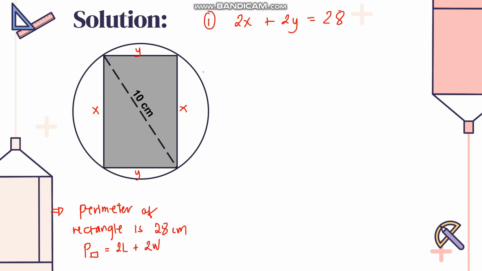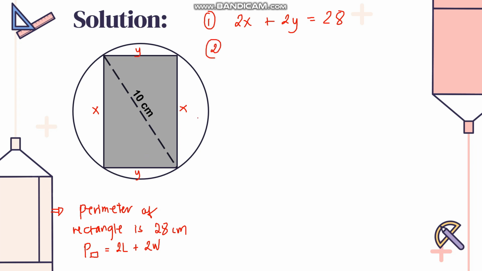Now remember, x we refer to as the length, and y is the width of the given rectangle. So we have 2x plus 2y equals 28. You can interchange the two. It can be 2y plus 2x equals 28, so it doesn't matter. So this equation right here, 2x plus 2y equals 28, came from the perimeter of the rectangle.